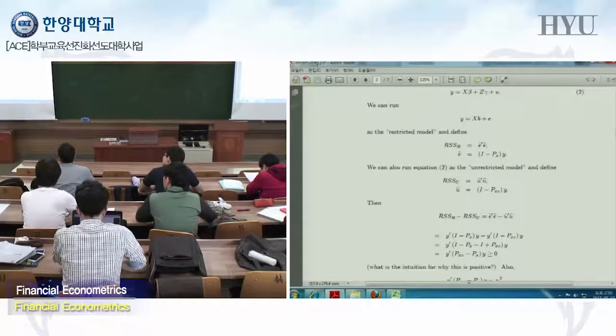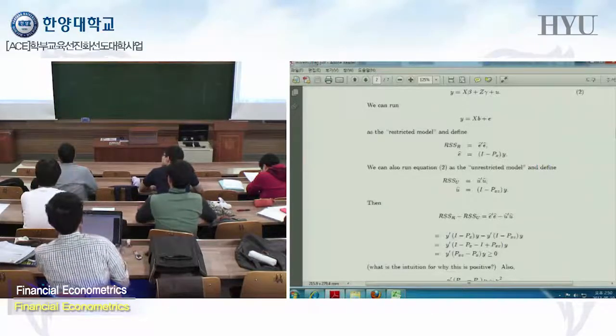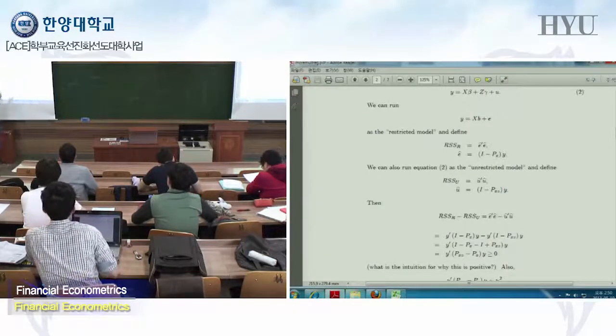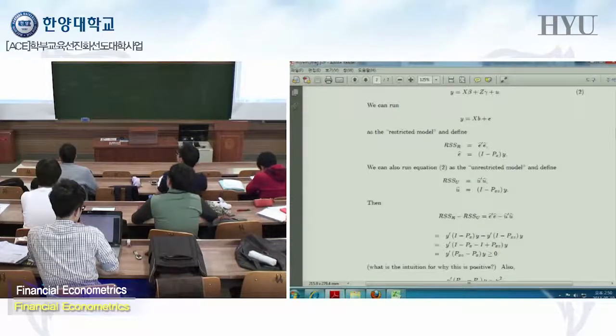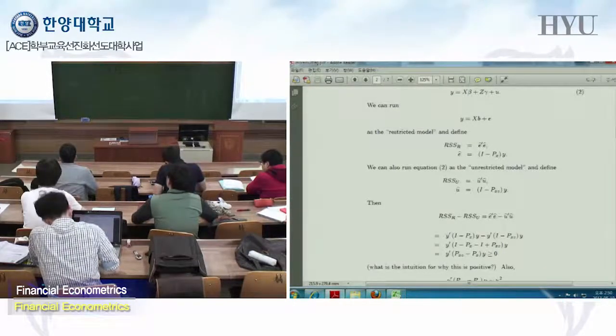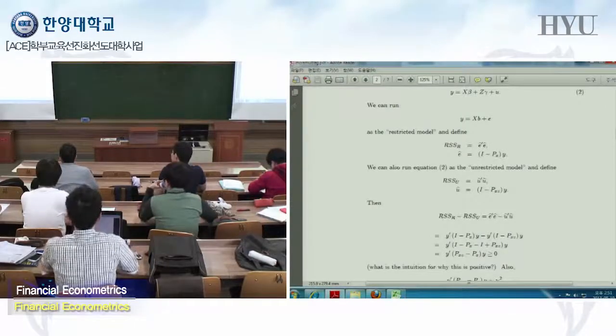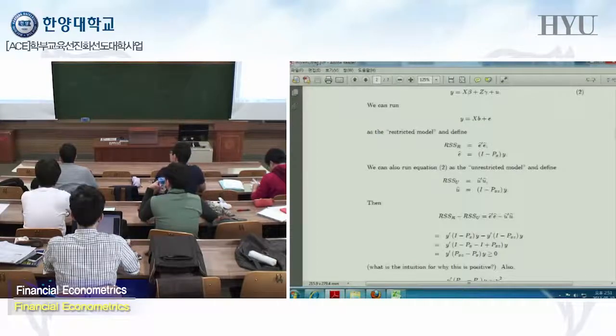Okay, I'll simply tell you the answer. So basically, E hat is the projection of Y onto the null space of X, right? U hat is the projection of Y onto the null space of both X and Z, right? So which one should be greater? Null space of X or null space of both X and Z? Which space should be bigger? It's the opposite.